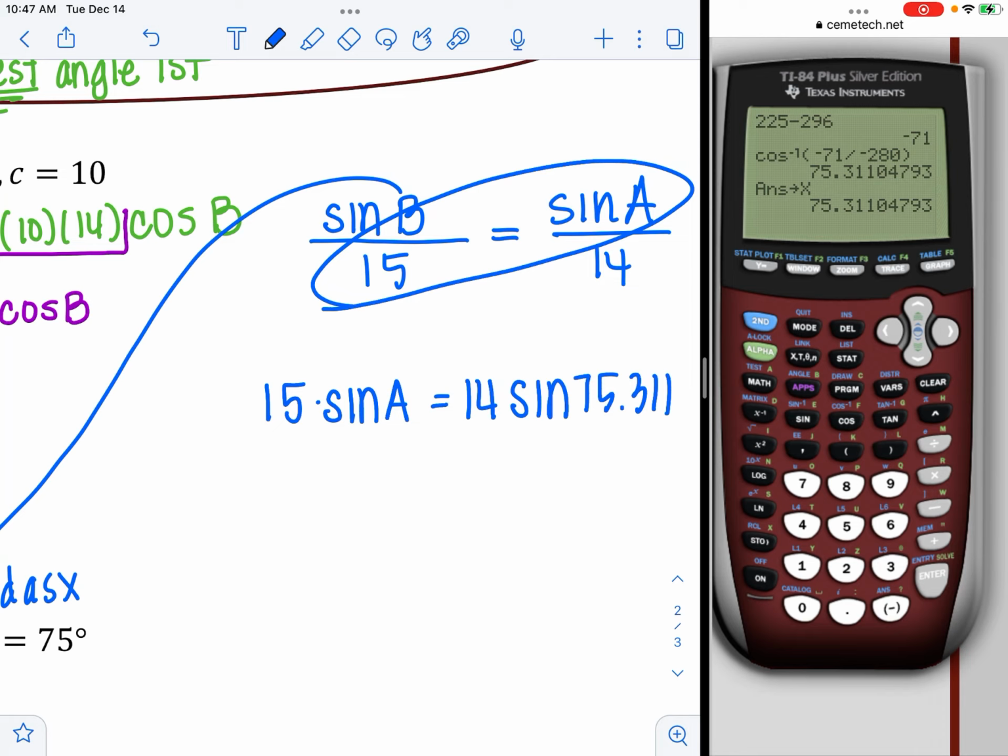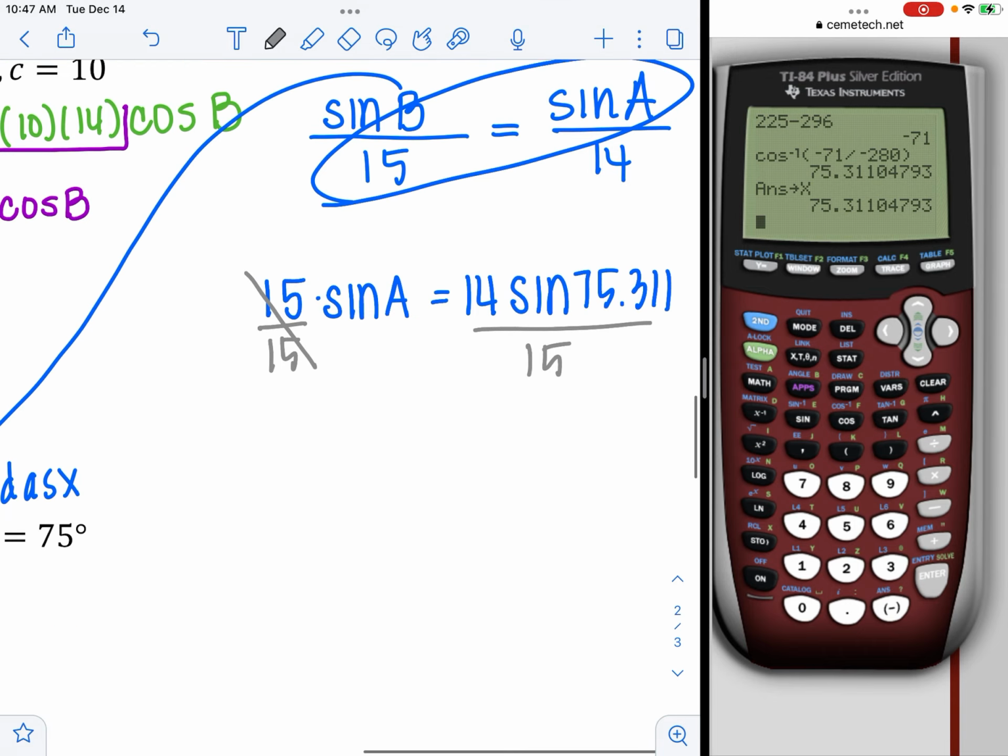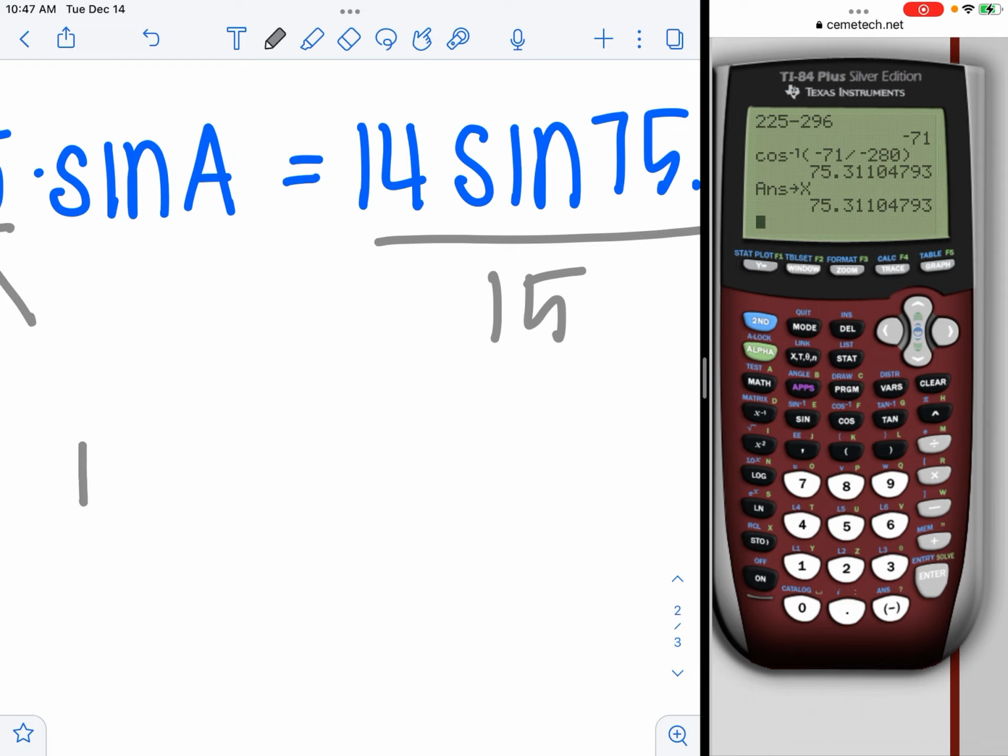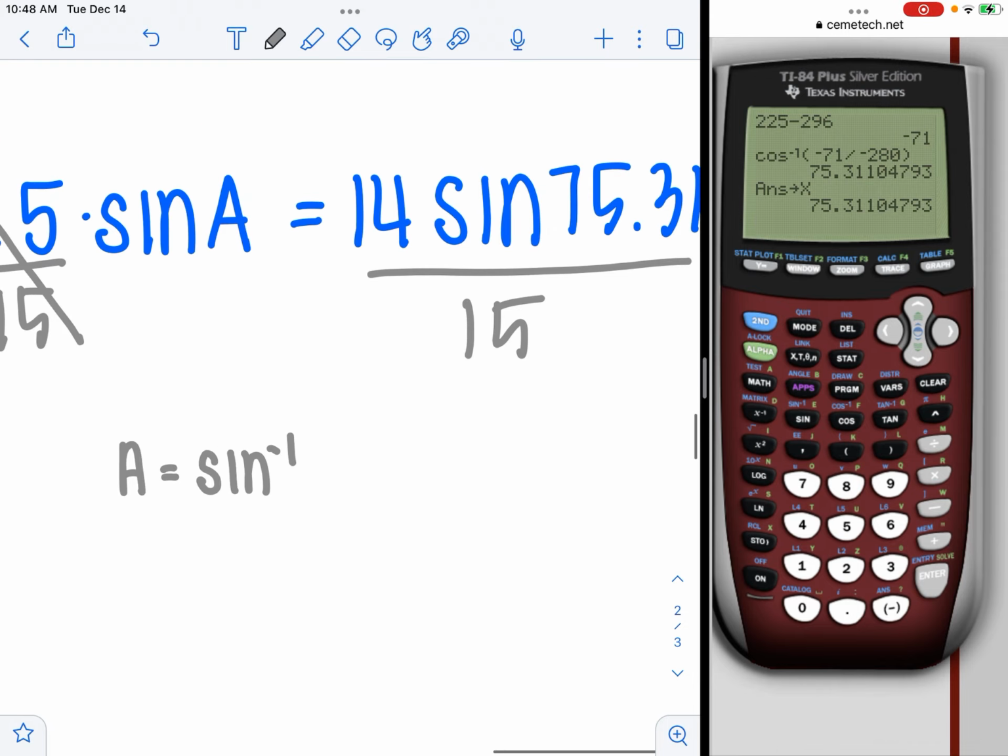I need to get angle A by itself, so first I need to get rid of that times 15, so I'm going to divide both sides by 15. And now I need to get A by itself, right? So I need to get rid of the sine, so I'm going to sine inverse, right? So I have A equals sine inverse of 14 sine of angle B, or 75.311, over 15. And now I'm ready to type this in my calculator.